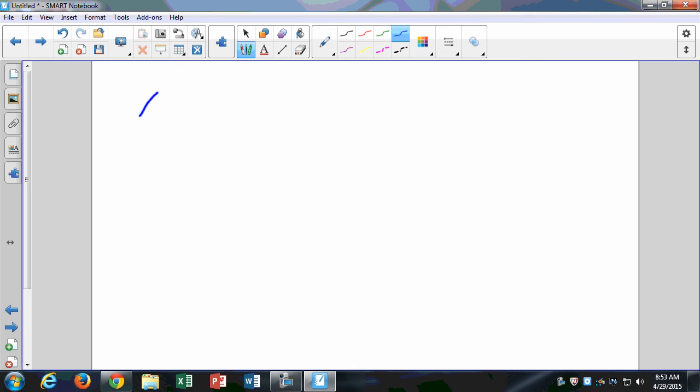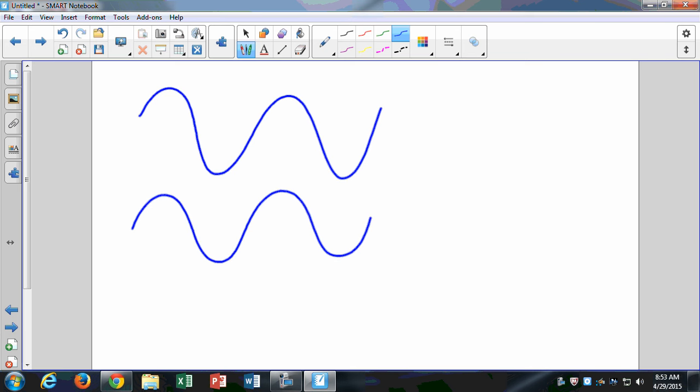So if I have two waves that are like this, these are said to be in phase. You'll certainly have a question like this asking you if waves are in phase or out of phase. Also, you need to know when they're out of phase by how much they're out of phase.